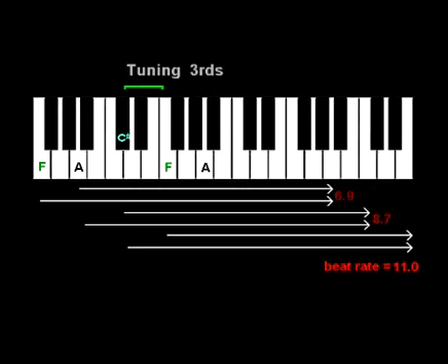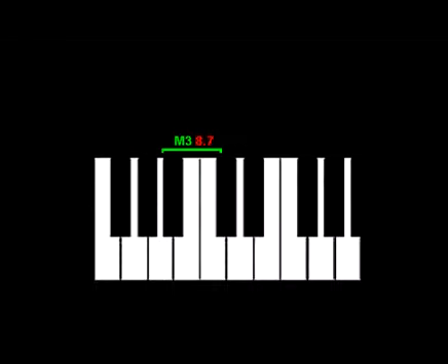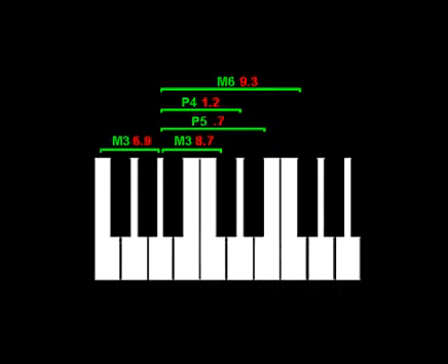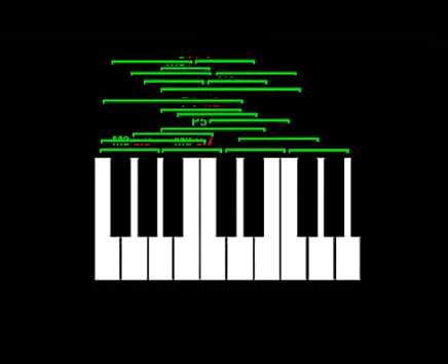Because of this business of coincident harmonics, pretty much every interval you can name has an associated beat rate. Like our A220, the major third above it is about 8.7, the fifth above it is about 0.7, the fourth above it is about 1.2, the major third below it, 6.9, the major sixth above it, 9.3, the minor third, about 11.4, and so on and so forth.